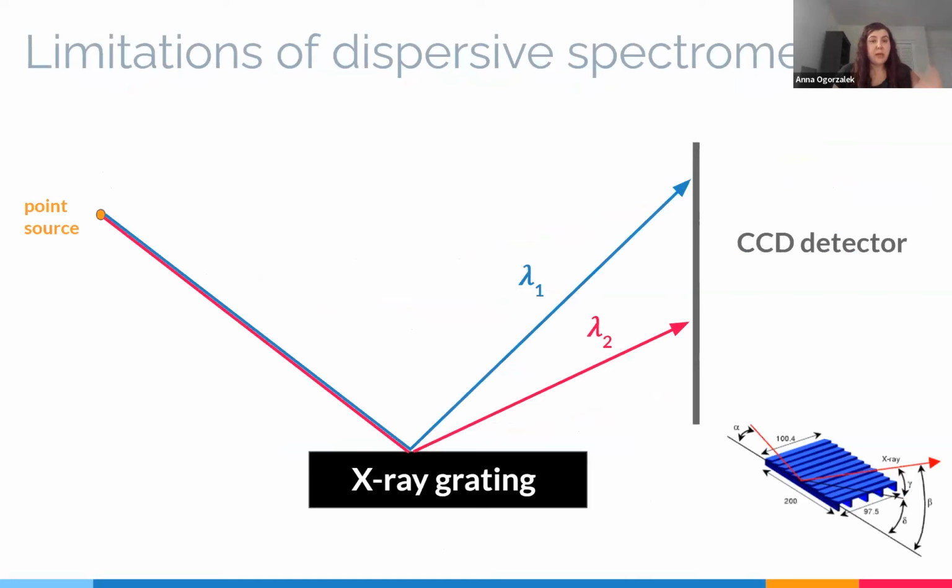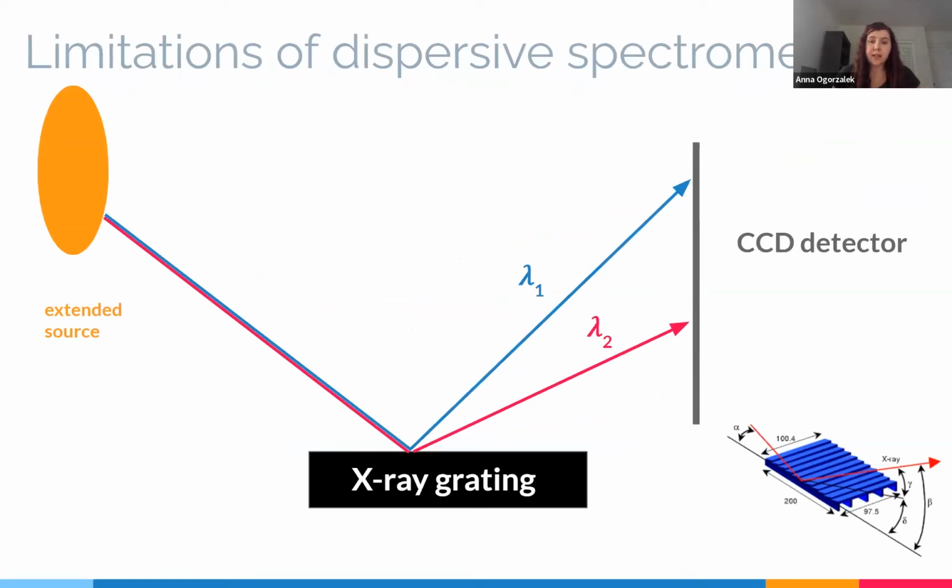So we all know diffraction from physics classes. For a point source, when we have photons of two different wavelengths, they will reflect off of the grating and hit the CCD detector in two different physical positions that correspond to their wavelengths. So the spatial location on the CCD tells us what the wavelength is.